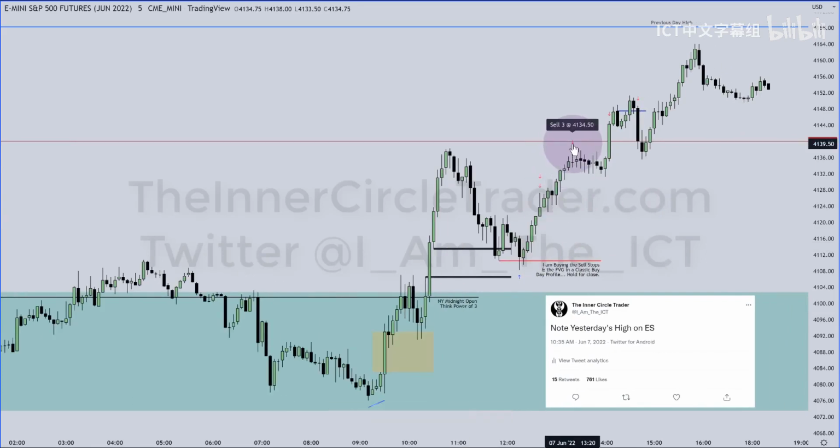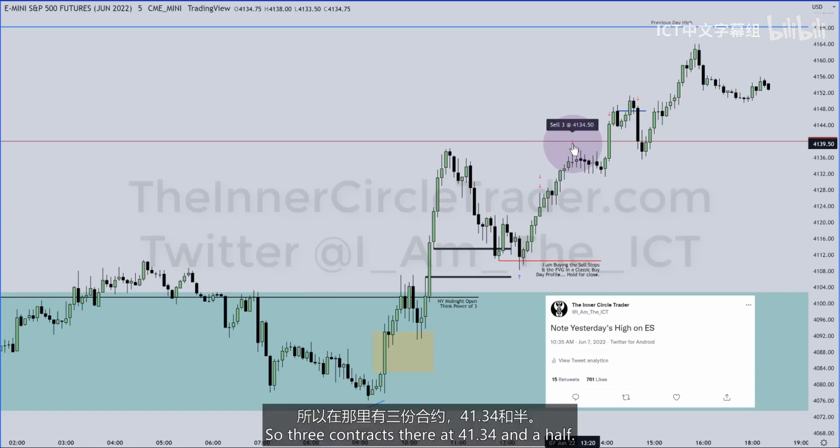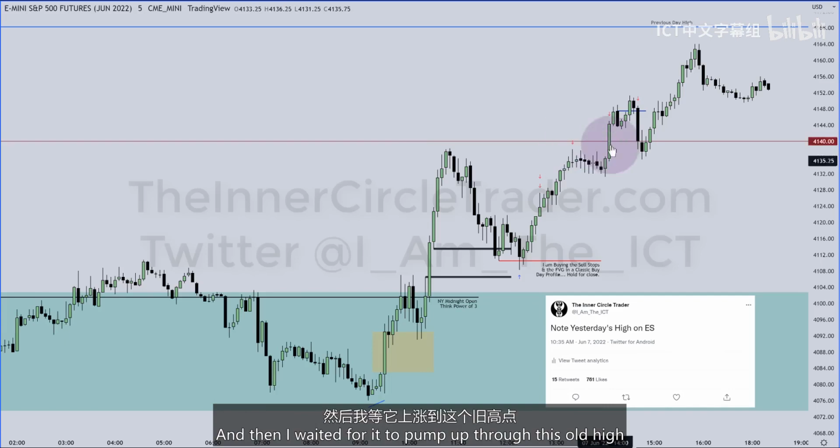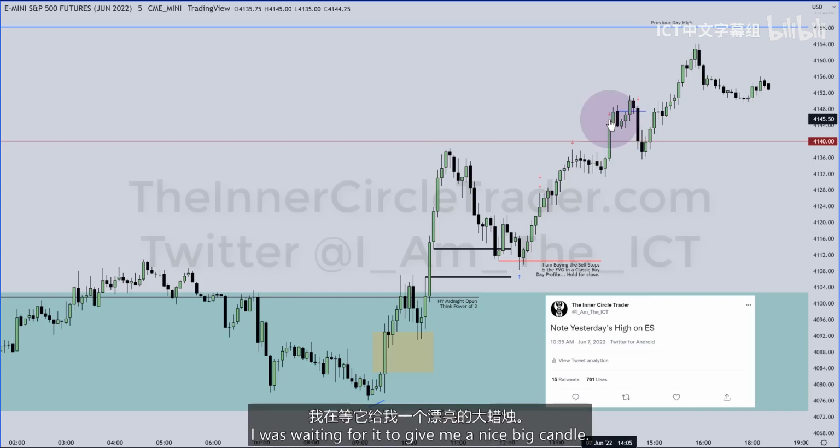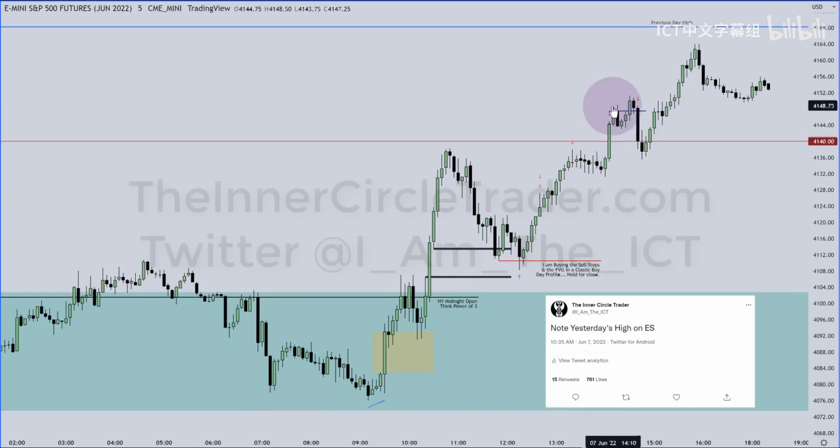And I took another partial off here. I tweeted, pay the trader. Okay, sold 3 contracts there at 41.34 and a half. And then I waited for it to pump up through this old high and the 41.40 level at 41.41 and a half. I was like 3 seconds late. I was waiting for it to give me a nice big candle.